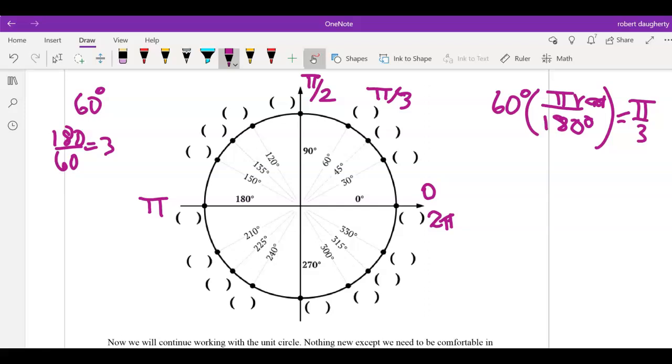Now, what's 60 times 2? That's 120, so that's 2 of those. What happens if I do pi over 3 and I do pi over 3 again? So 120 degrees is going to be 2 pi over 3, which is pi over 3 two times. Okay.